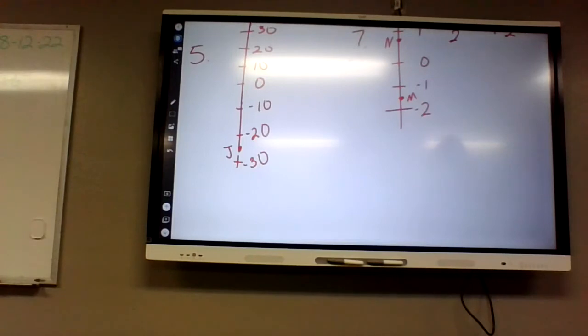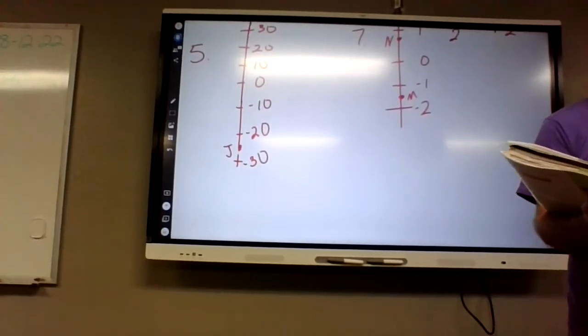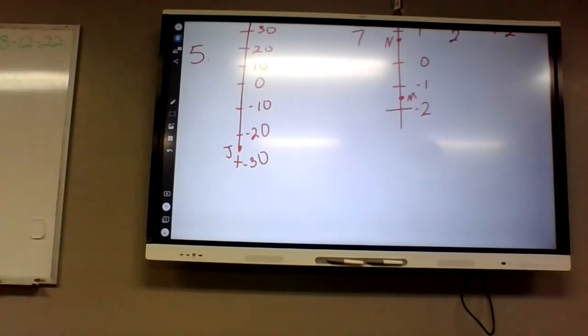So 16 is tricky like that too. I'll let you guys try. Number 18 says state the opposite. What's opposite mean? What's the opposite of 5? Negative. What's the opposite of -7? Positive. Okay, easy peasy.